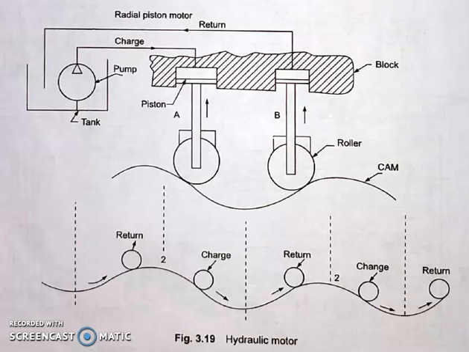pushing the piston upward and discharging the oil to the reservoir. The roller will arrive at the top of the cam when the entire amount of oil is discharged from the cylinder B. The supply of oil will have to be directed to this cylinder now if the cylinder block movement is to continue. This charging and discharging of oil in the cylinders will ultimately provide the necessary movement of the cylinder block. So this is the working principle of this hydraulic motor.